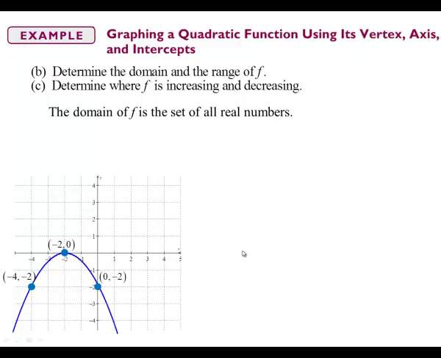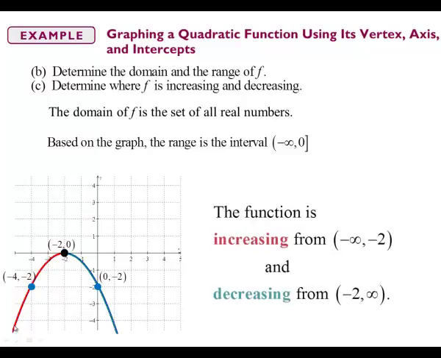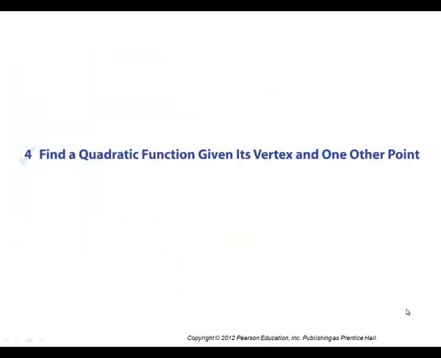But how do we write that as an interval, in interval notation? You should have said from negative infinity to 0, and is that open or closed here? You should have said that it's closed because it's a definitive point. Alright, and it's going to be increasing from negative infinity to negative 2, and it's open there. And it's decreasing, open at negative 2 to infinity. Alright.